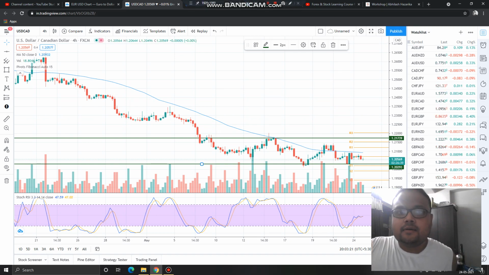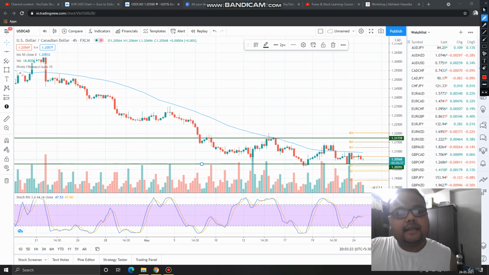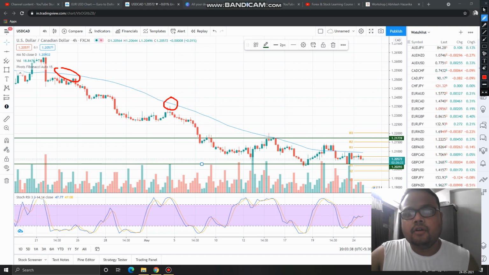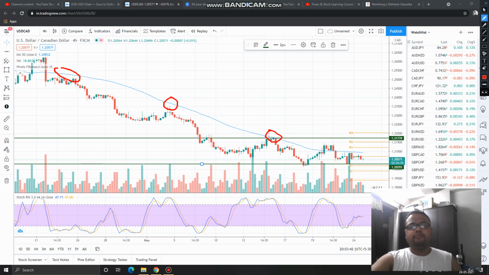In this case, the 50 moving average was acting as a resistance. Whenever the market was going up, it was getting resistance from the 50 MA and coming down. So the market was plain and simple, easy as pie. Whenever it was getting resistance from the 50 moving average, we were shorting the market. But things have changed right now, and if you have watched my previous video, then you know it pretty well why things have changed.